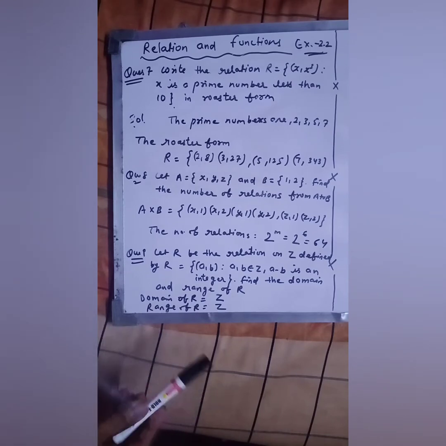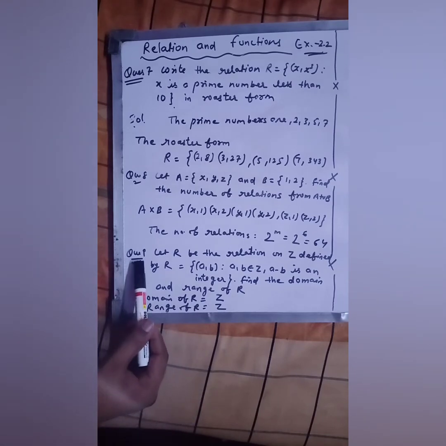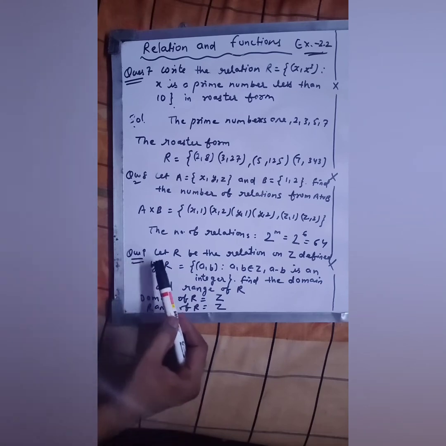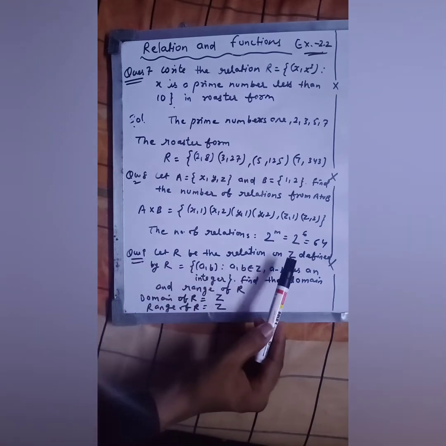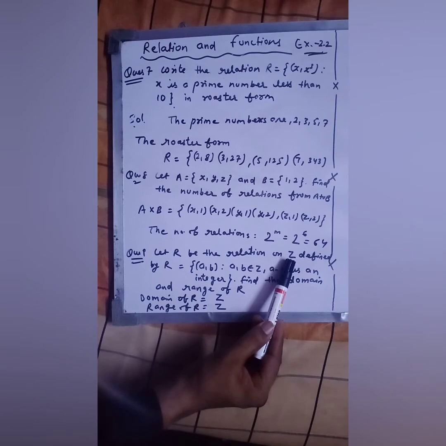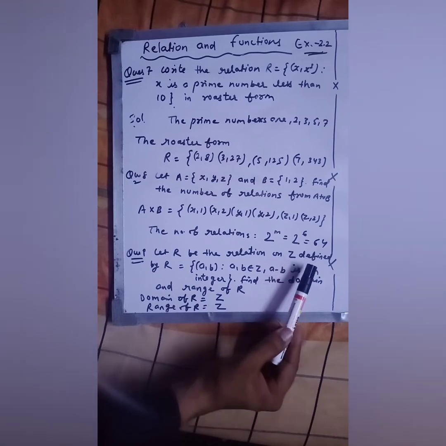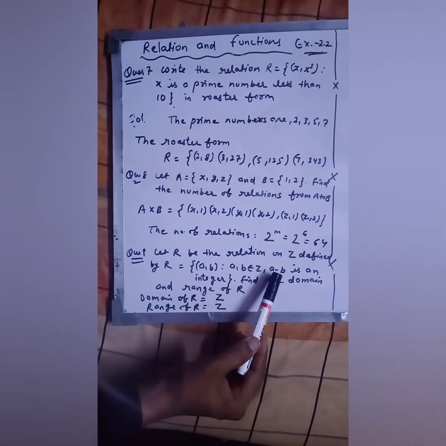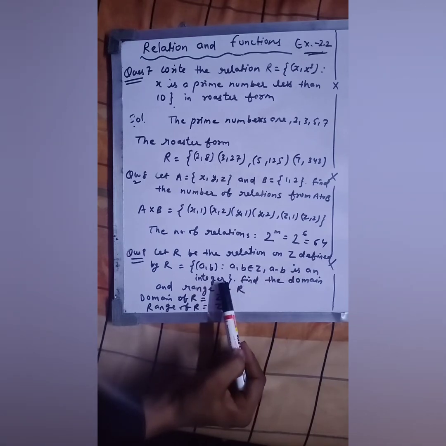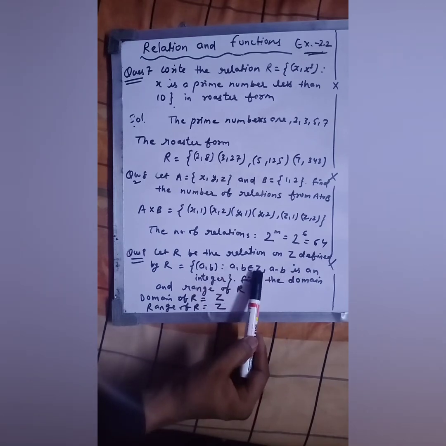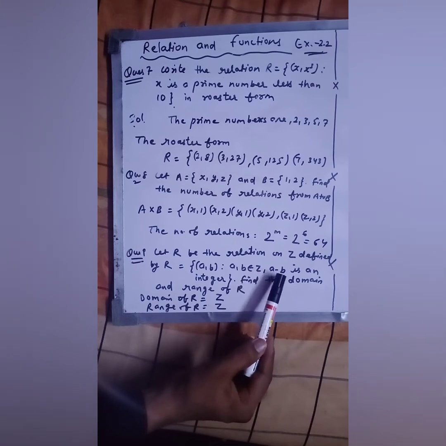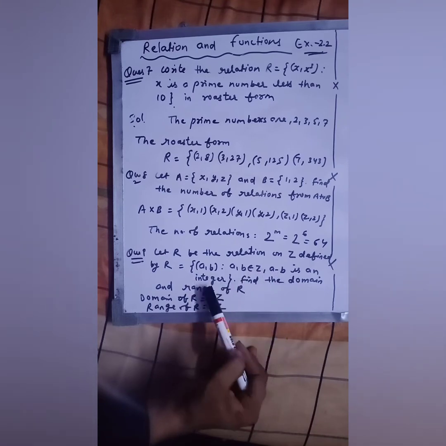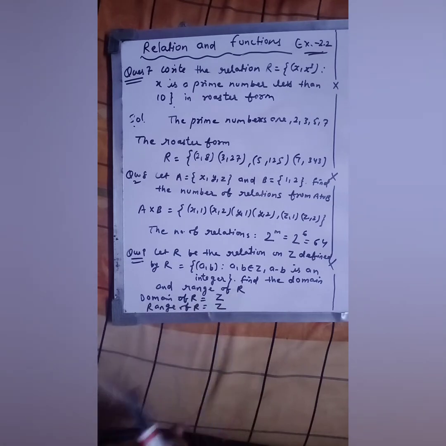Now this is your question number 9. Fine. So here let R be the relation on Z. Z indicates integers; this is the symbol of integers, capital Z. The relation is defined by R where a minus b is an integer. Okay, a and b both belong to integers and their difference must be an integer. Find the domain and range of the relation.